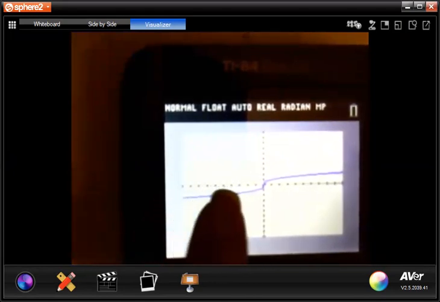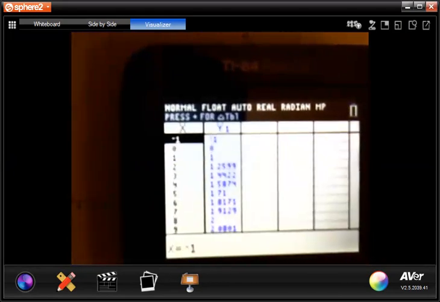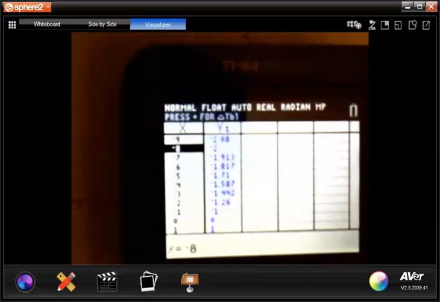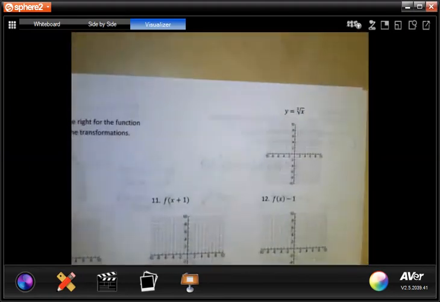Notice it looks very much like the cubic. It's just going sideways instead of up and down. And then if we go to our table of values, notice that there are negative values here. That's because you can take the cube root of a negative. You can't take the square root, but you can take the cube root. All right, so let's go back to graphing that on our paper here.